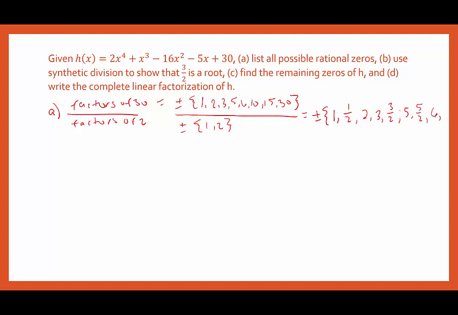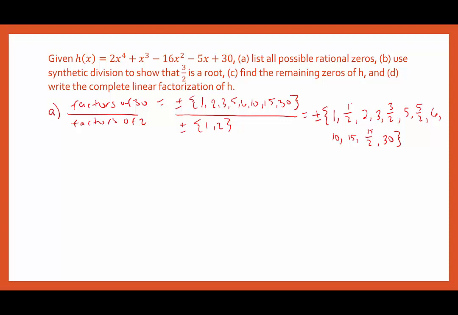6 over 1. 6 over 2 we don't worry about. 10 over 1. 10 over 2 we don't worry about since 2 and 10 have a common factor besides 1. 15 over 1. 15 over 2. And lastly, 30. We don't include 30 over 2 since 30 and 2 have a common factor. So here's our complete list. Positive and negative 1, positive and negative 1/2, and down the line it goes. So we have a lot of possible rational zeros here, including some fractions.